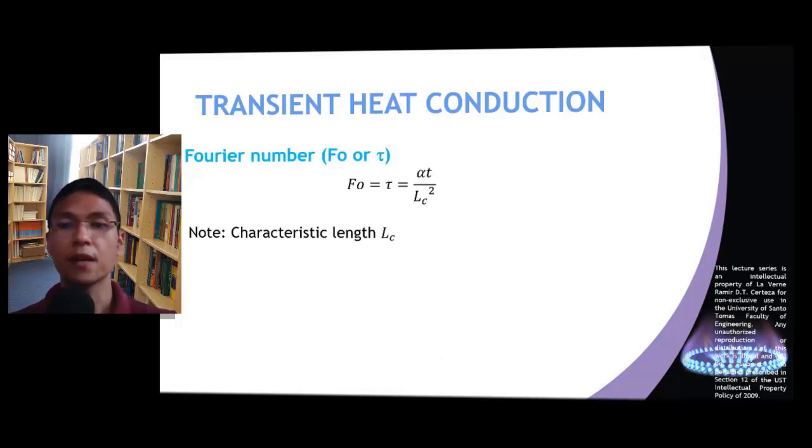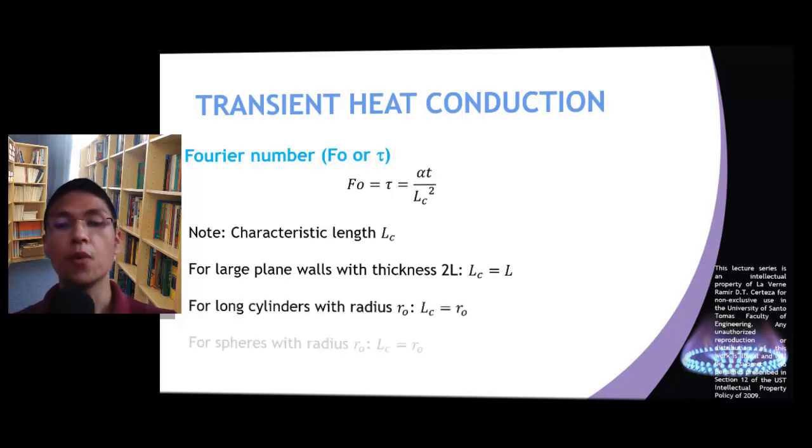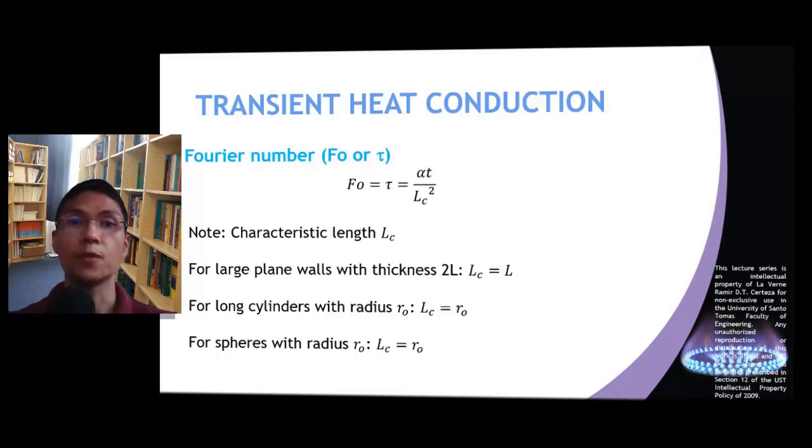Now, the characteristic length during transient heat conduction is quite different for some geometries compared to the characteristic length of these geometries when we consider them as lumped systems. For plane walls with a thickness of 2L, the characteristic length is still equal to half of its thickness. But for both long cylinders and spheres with a radius of r sub o, the characteristic length is now equal to the radius of these geometries.